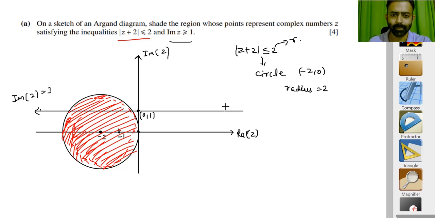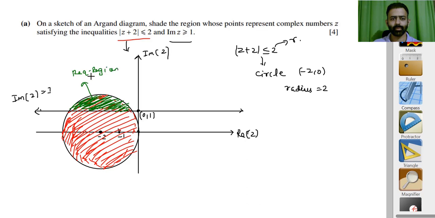It is passing through the point 0 comma 1. All the points which are lying greater than this, and all the points which are lying inside the circle of modulus z plus 2 less than 2, those will be the required region. So I'm shading the required region with this green color. I hope you are with me on this. So this is my required region, the green portion. This was the first part of the question: you just have to shade the common region between these two inequalities. Nice and easy.